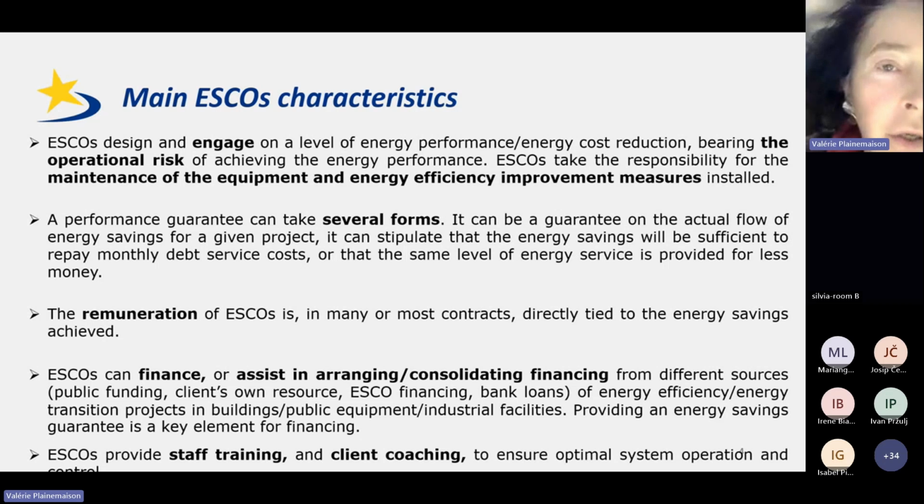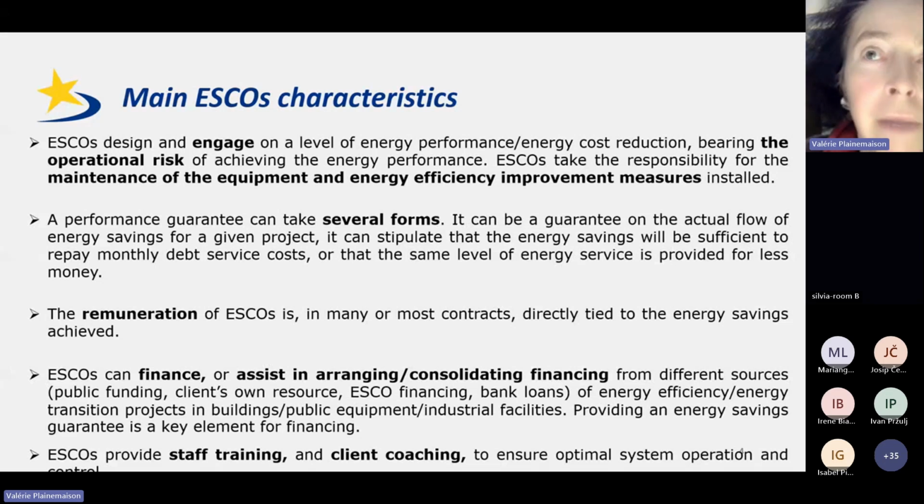So the main ESCO characteristics is that they design and engage on a level of energy performance or energy cost reduction, and they bear the operational risk. That was already explained in the previous presentation, where energy performance contracting or other kinds of contract imply that the energy services operators take the lead and take the responsibility for the running of the equipment and the energy efficiency improvement measures, preceded by a design and an auditing step, which leads also to measuring the future improvements in energy use.